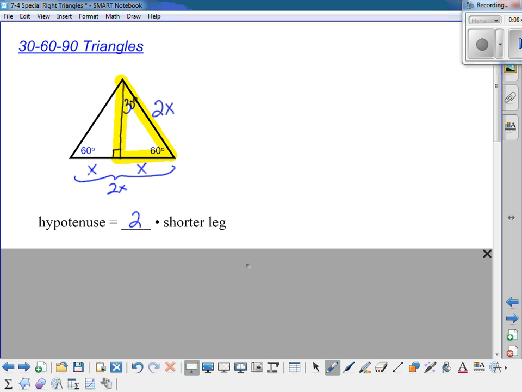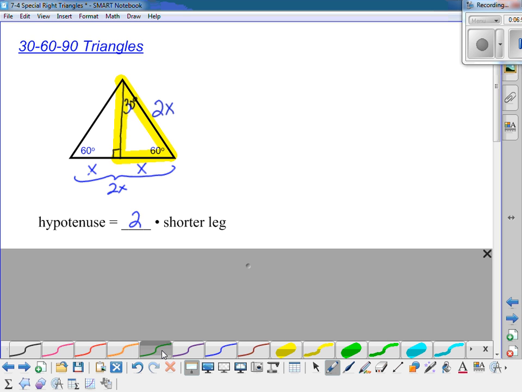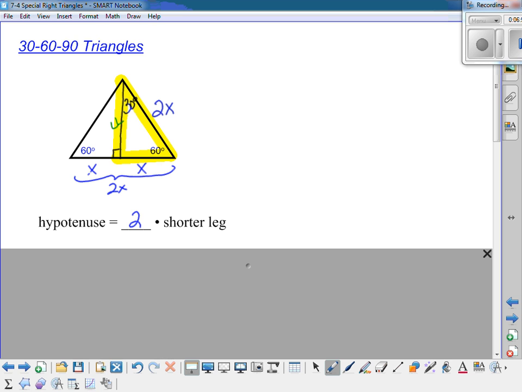But we don't just have a short leg, we also have a long leg on our 30, 60, 90 triangle, and that's the altitude in this picture. So that's my long leg right there. I'm going to figure out what the relationship is between the long leg and the other two sides. So using the Pythagorean theorem, I know the long leg squared plus x squared has to equal the hypotenuse squared, or 2x squared.